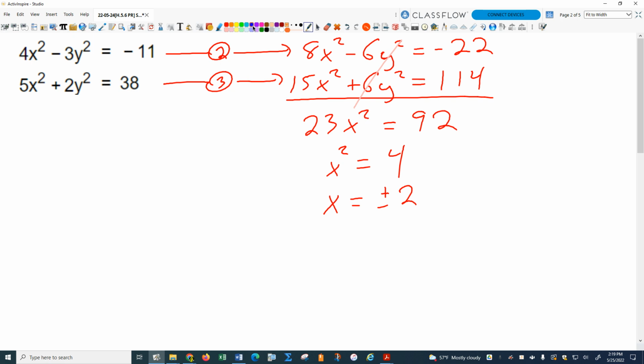So if we try x equals 2, my other option is x equals negative 2. If I try x equals 2, let's just plug into the bottom one. If I plug 2 into the bottom equation, I'm going to get 20, right? 5 times 2 squared. So 20 plus 2y squared equals 38. What am I going to do?